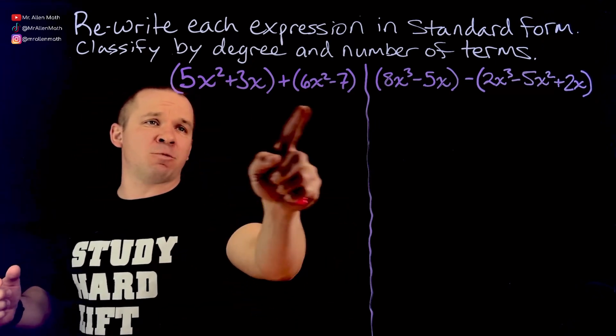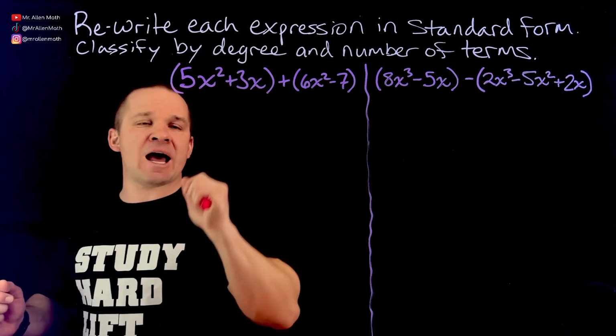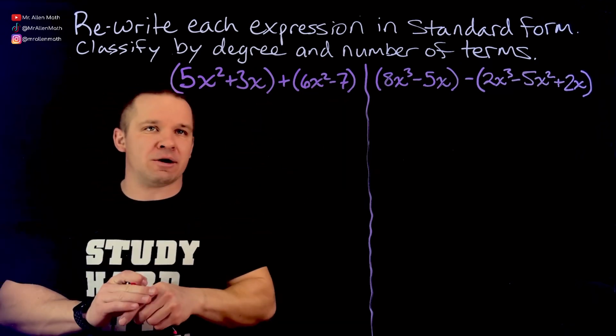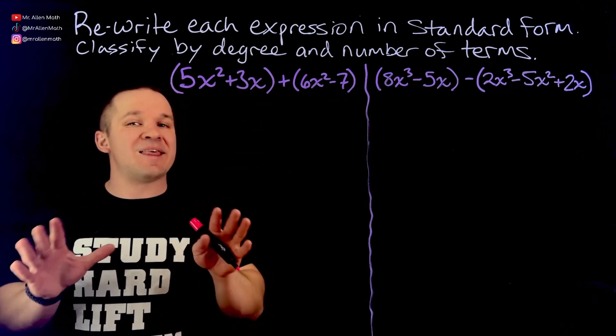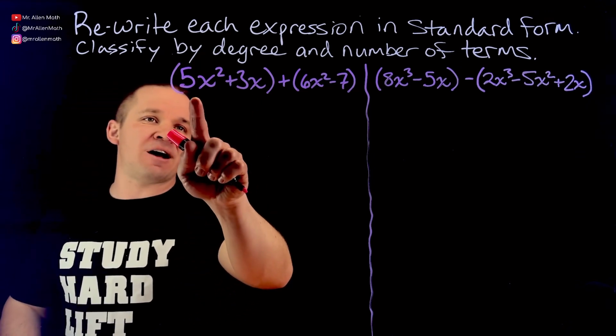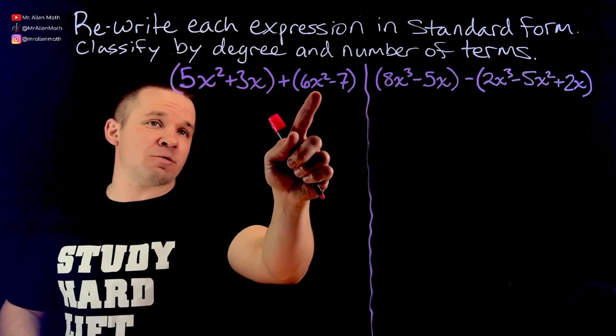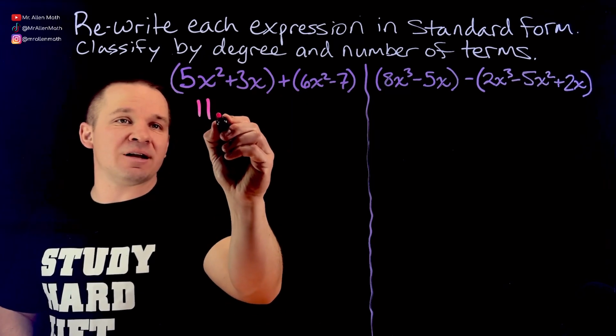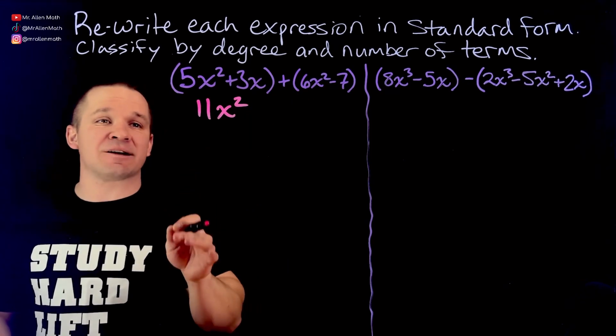So let's see here. First one, I've got two binomials that are added together. So do these parentheses play any role at all? No, they don't. All right, so I can just combine like terms. That's it for this first one. So I got 5x squared, and I have 6x squared. I'm going to add my coefficients, 5 and 6. That gives me 11. The x squared stays as x squared.